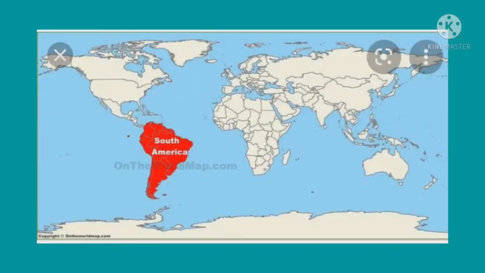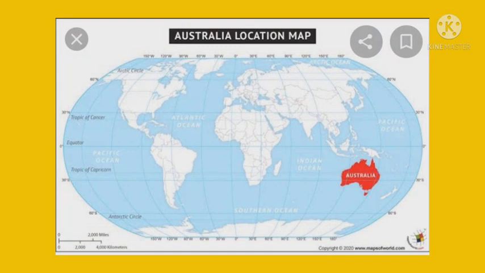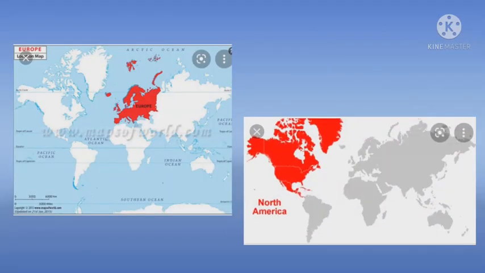This is South America: Ecuador, Colombia, Brazil. These are the countries in South America which are located in the south of the equator. Australia and Antarctica are the continents entirely south of the equator. Europe and North America are totally north of the equator.